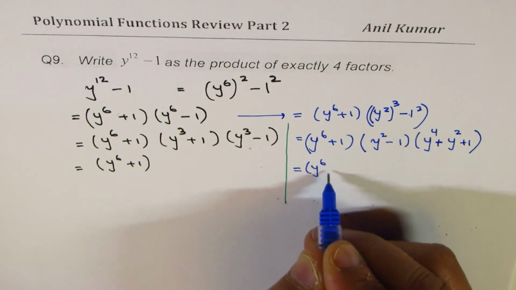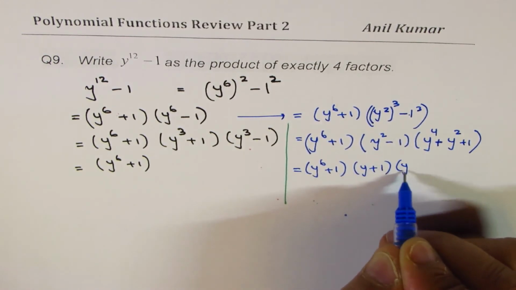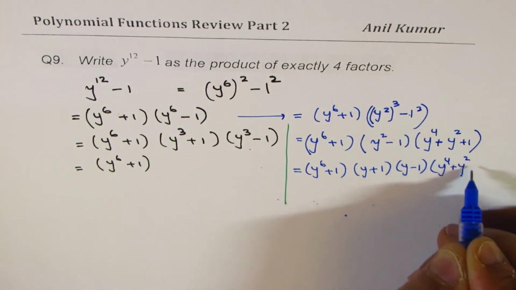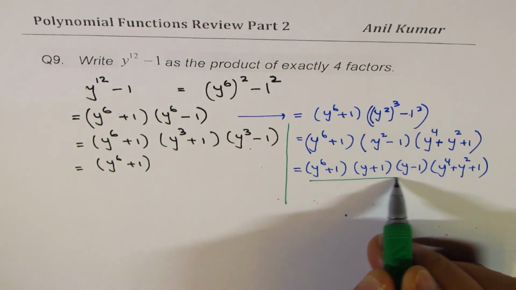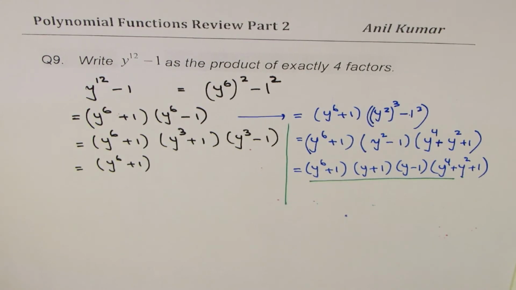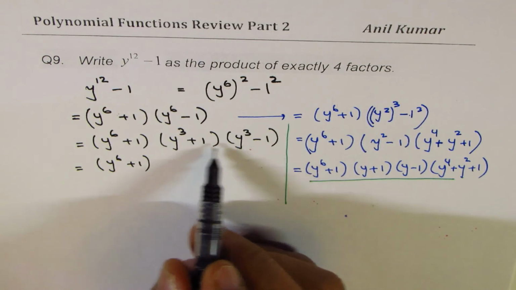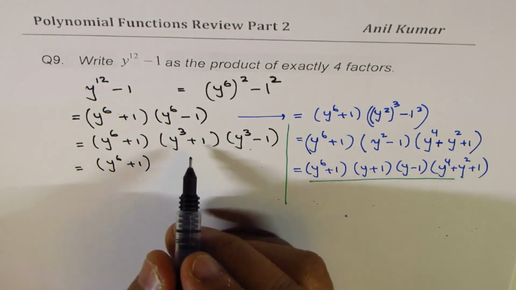So we get y plus 1 times y minus 1 times y to the power of 4 plus y square plus 1. Do you see that? So that is how we'll factor it in 4. If I would have continued here, I could actually factor both of them. You get an idea, right? So we get actually more factors, right?